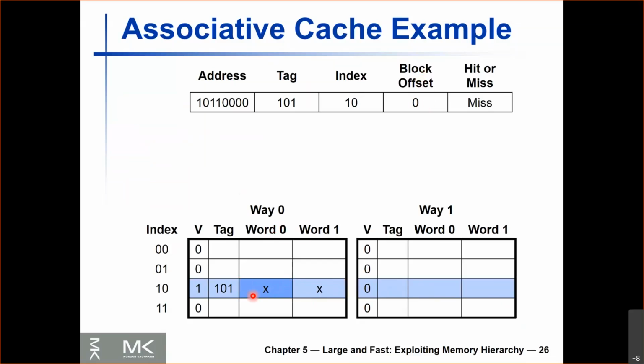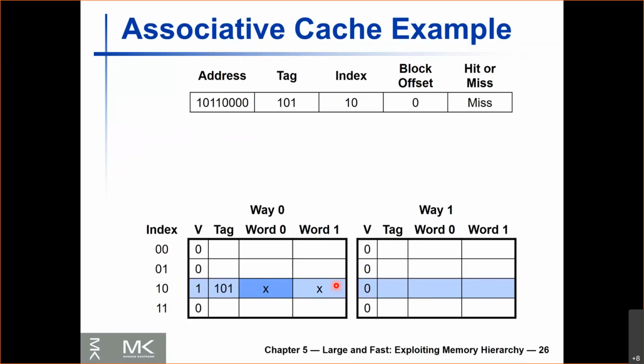And because we brought in both words, in the future, if I come to access the next word in the address, I will find it in my cache. So if my program has good spatial locality, if my program accesses both word 0 and then word 1, then I'm going to find word 1 in my cache, and that's going to help me with spatial locality. Okay? So these are just a few things to take into consideration.